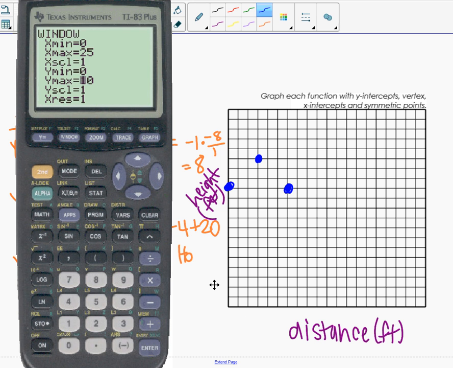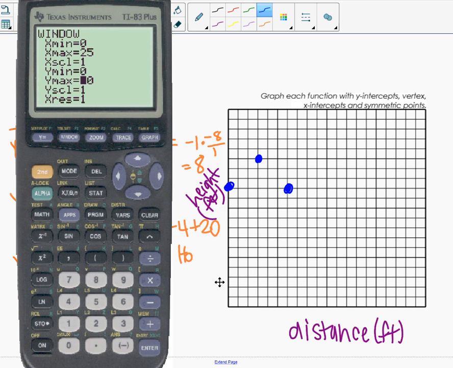Well, we found a vertex for each. Well, that we know is the highest point on the graph. Both of these graphs are opening down because they have a negative a value, and that's going to be your extremum. That's your highest point. That's what that vertex is.